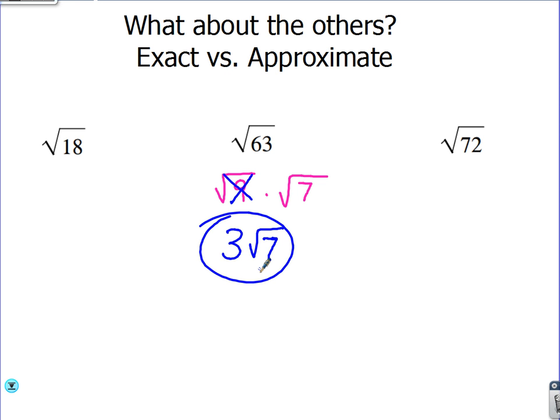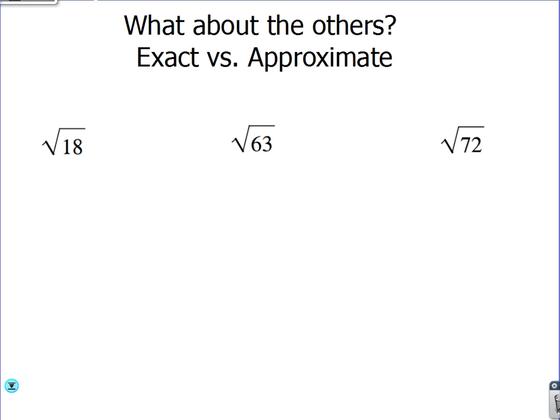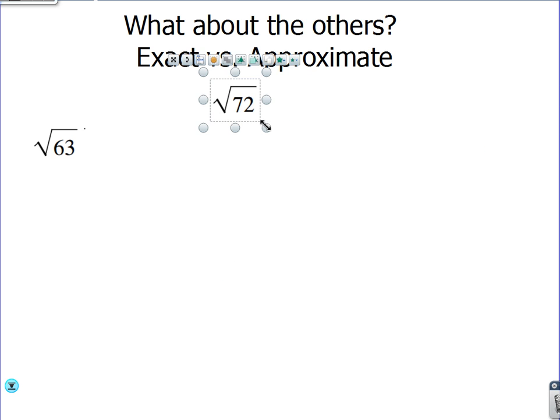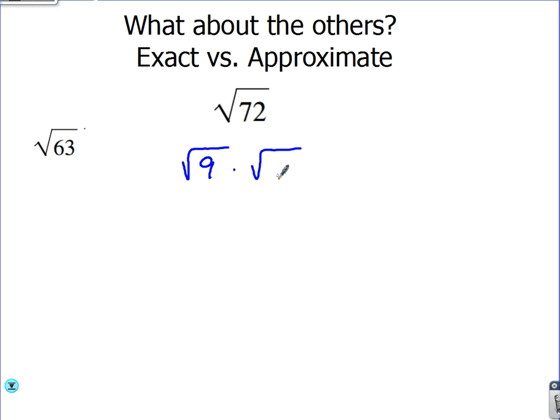The last one. Now I'm going to work this one the easy way and the hard way. Of course, we do the hard way first just because that's what math teachers do. I always like to do things the hard way and then show you the shortcut. Square root of 72. Break that into the square root of 9 times the square root of what? 9 times 8. Clean that up for me, Brianna. What is the square root of 9? So that'd be 3 times the square root of 8.